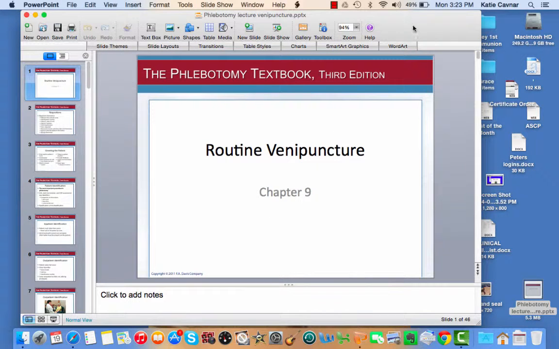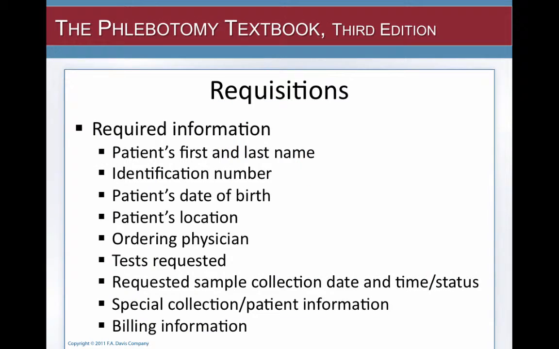The first thing we want to talk about is requisitions. These are forms that come with the patient. Either they come down to the laboratory if the patient is inpatient, and specimen processing people who work in the processing area will go ahead and put this information in so that the right labels are generated for the phlebotomist, labels that actually go on the tubes, or they'll come in with the patient if it's an outpatient phlebotomy area.